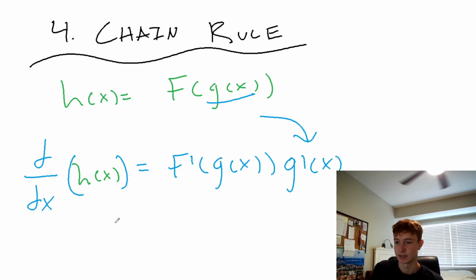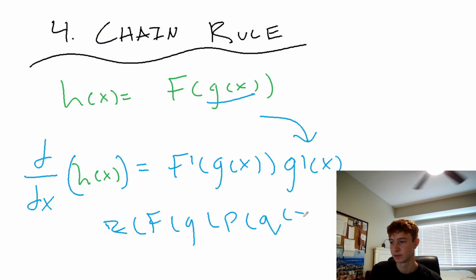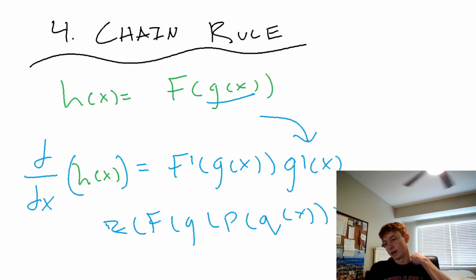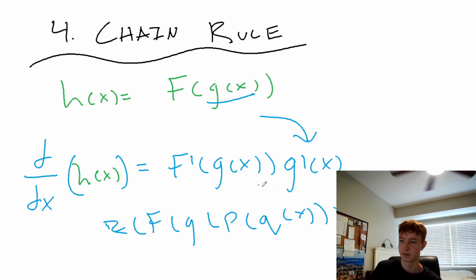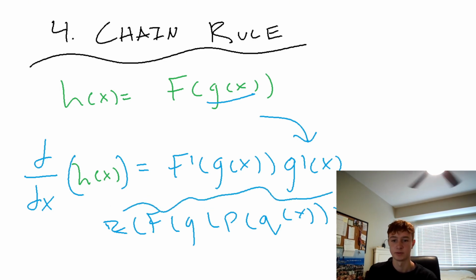You may have something like z of f of g of p of q of x, however many parentheses I need. And to do something like this, you're just going to take the derivative of the outside. So you're going to have z prime of f of g of p of q of x times f prime of, and then you just continue down the chain until you get to the innermost function.